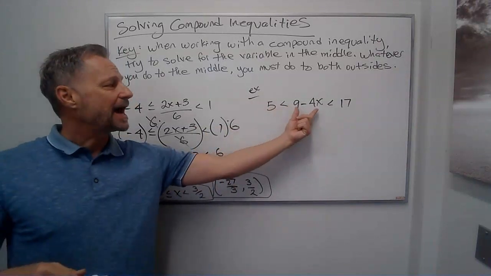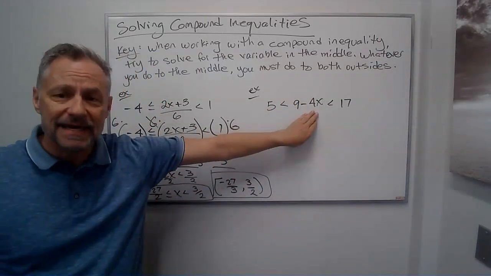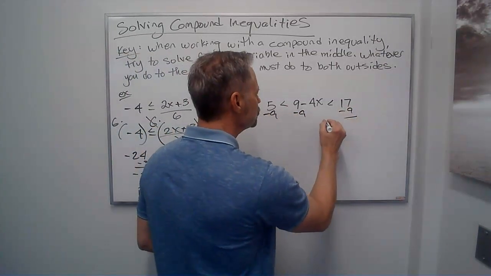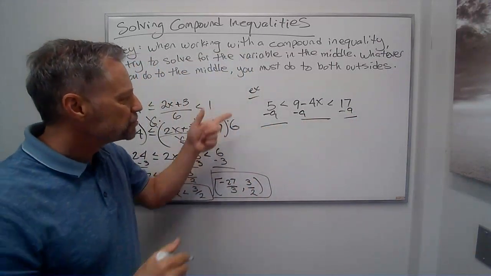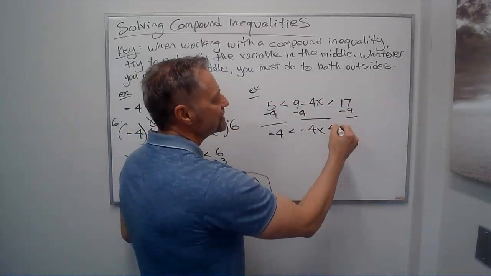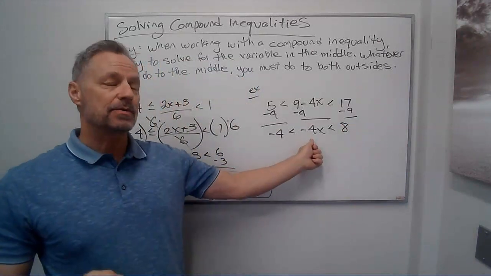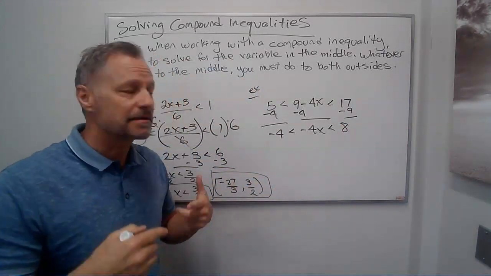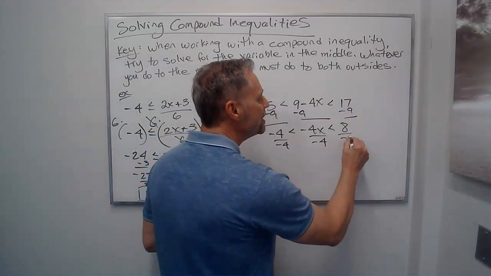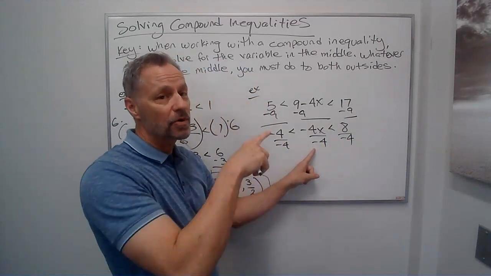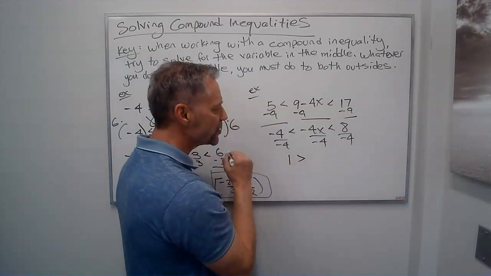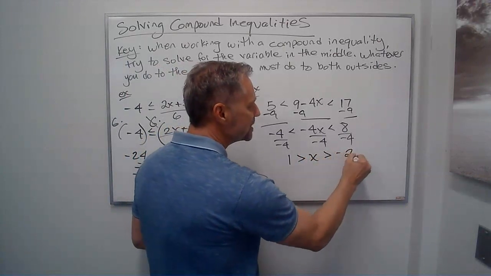Let's do another example. I'm looking in the middle and I'm saying, okay, how do I get that x by itself? Well, I need to subtract the 9 first. Remember, it's usually easier to subtract before you divide. So I subtract 9, I get negative 4 less than negative 4x less than 8. Now to get rid of that negative 4, since it's multiplied by the x, obviously I have to divide by negative 4. And anything I do to the middle, I have to do to the outsides. But remember, if you multiply by a negative number, or in this case, divide by a negative number, I have to flip my inequalities. So this becomes positive 1 greater than x and greater than negative 2.